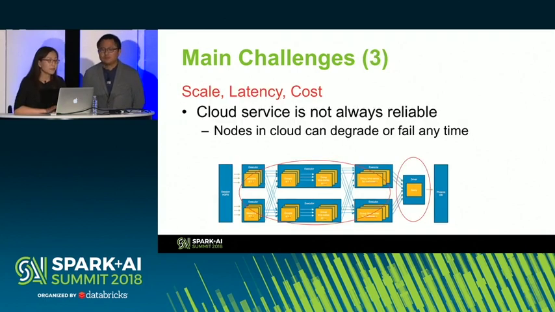The third challenge is that the cluster is currently running in AWS, and the EC2 nodes are just not always reliable. We have seen failures and degradation of the worker nodes, and what's worse is the failure or degradation of the master and the driver.